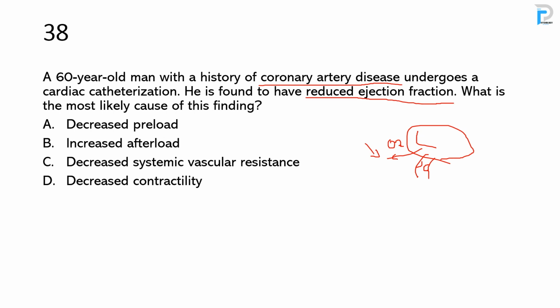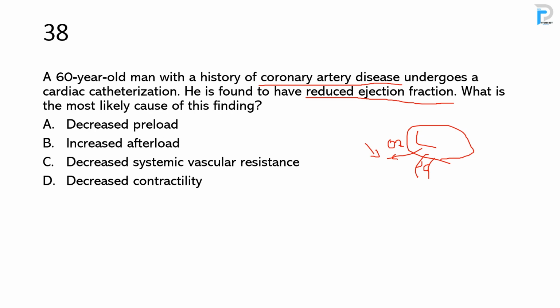As I mentioned earlier, ejection fraction actually assesses the contractility of the cardiac muscle because it measures the percentage of stroke volume to the end diastolic volume, like how much blood the heart is able to pump out of what the heart has inside it. So it measures how strong the contractility is. So what is the most likely cause of this finding?